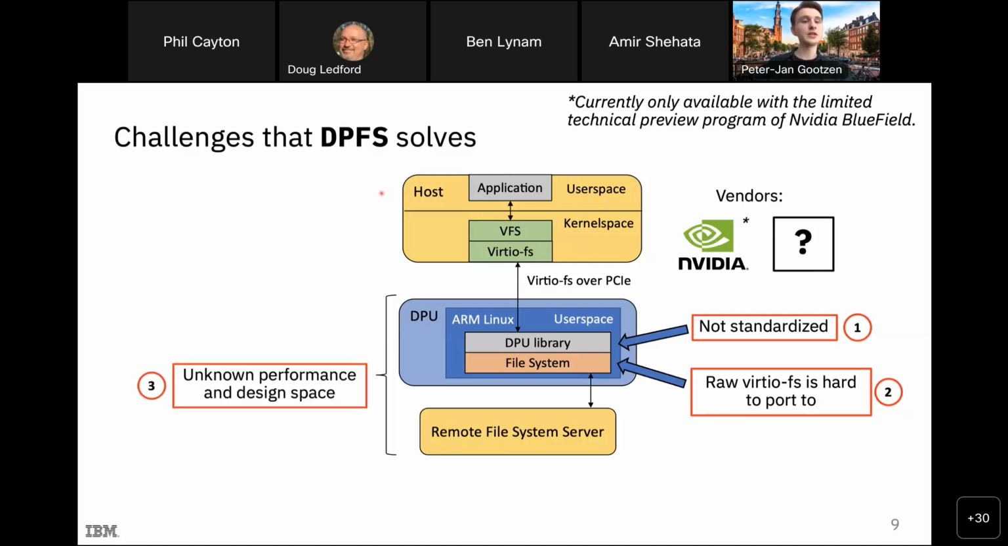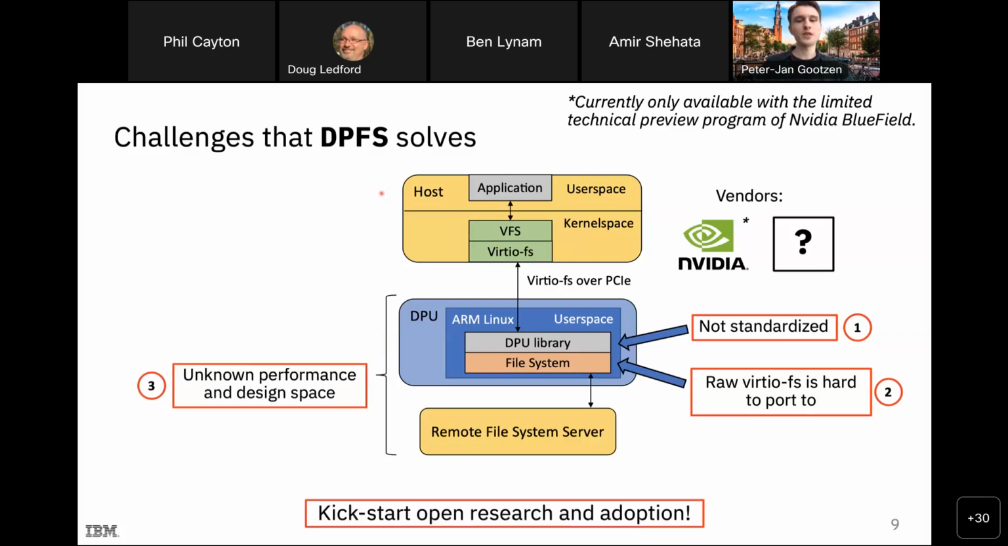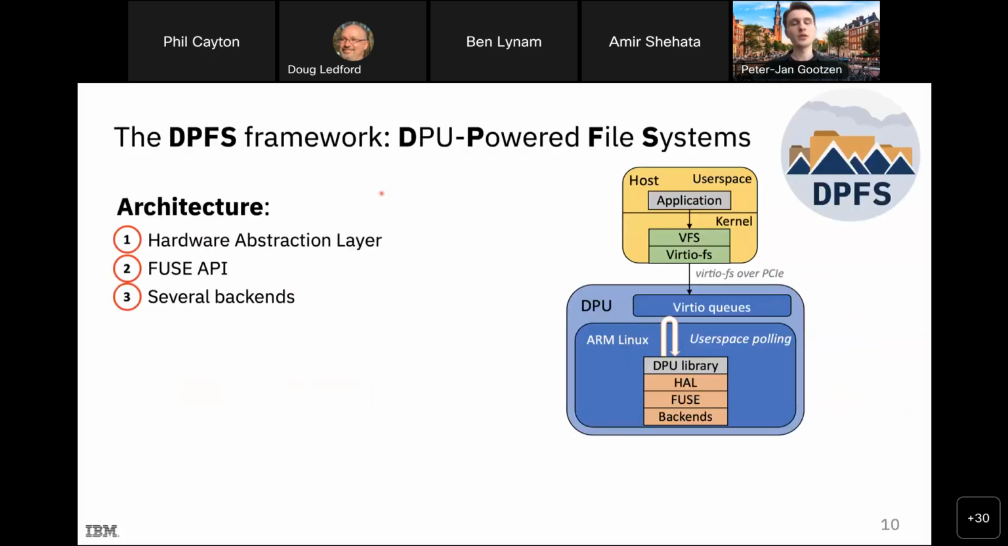And thirdly, at the moment, it's unknown what the performance characteristics are of this approach and what the design space can contain for using a DPU with file systems. And lastly, we want to use this open source framework to kickstart research and adoption of DPU-powered file systems. We think there's a lot of potential to be had with this approach, and that's why we're open sourcing this framework. So now the DPFS framework architecture.